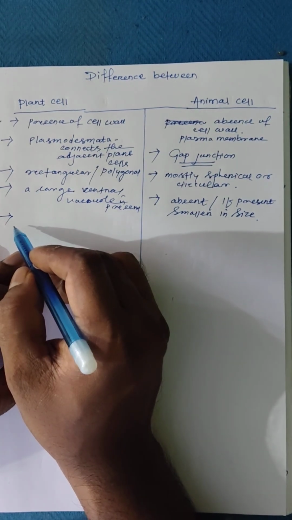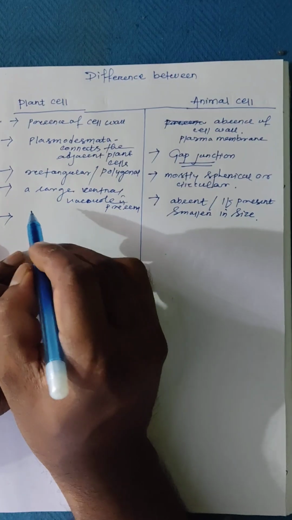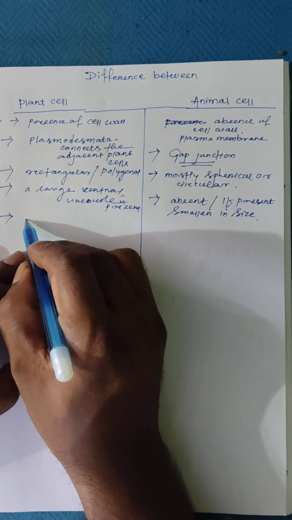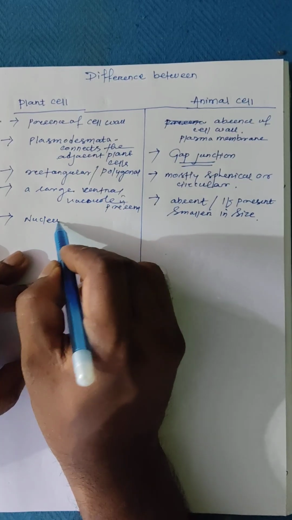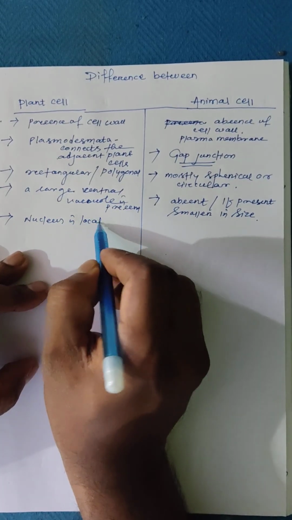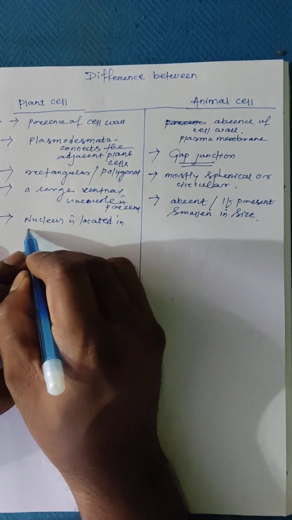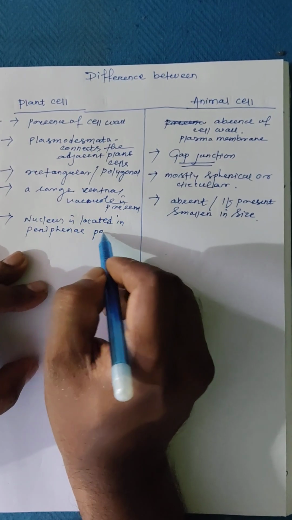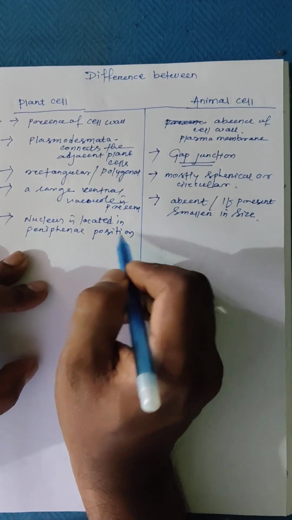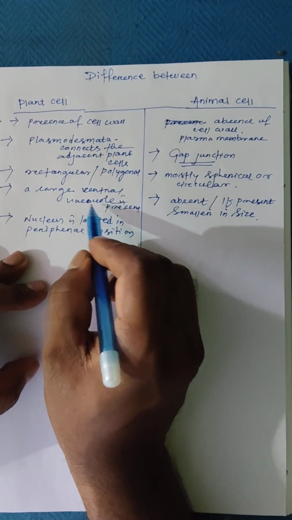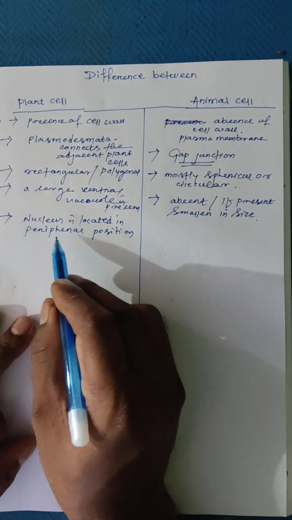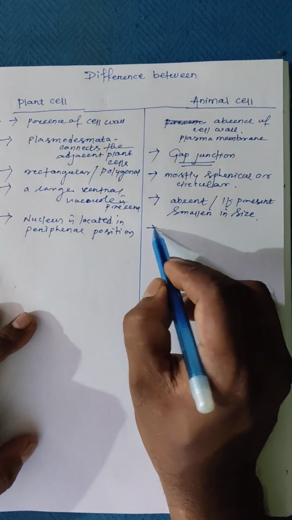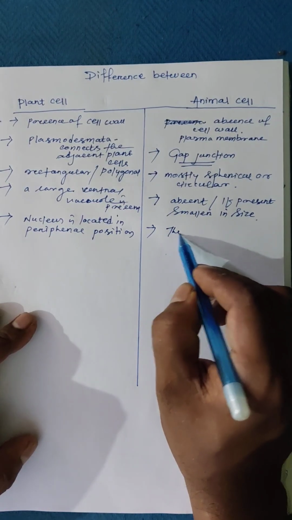Then we'll see the position of the nucleus. The position of nucleus in plant cell is peripheral. It is due to the presence of central vacuole. The large central vacuole pushes the nucleus towards the periphery. So the nucleus is peripheral in position, but in animal cell, the nucleus is central.